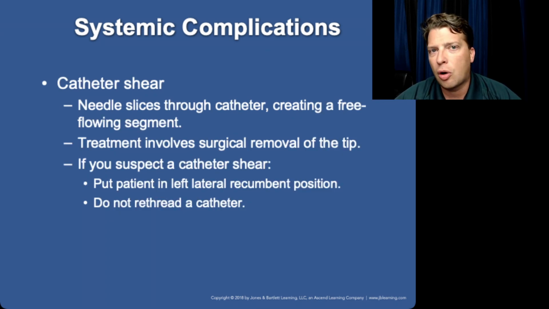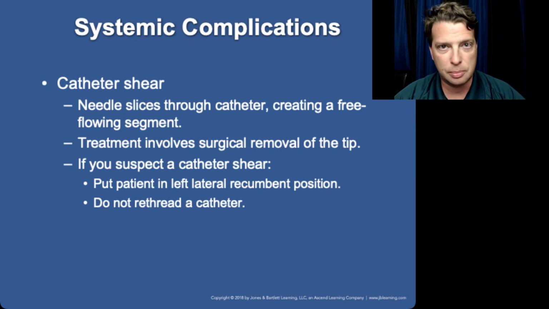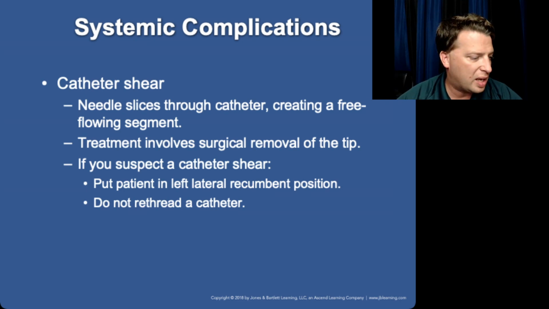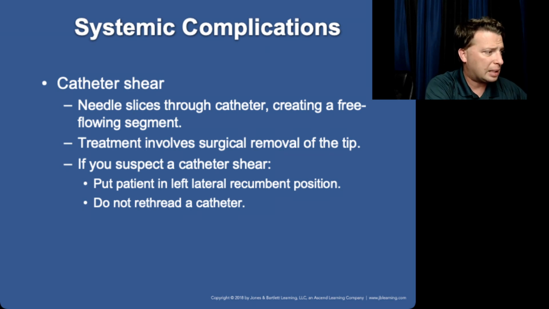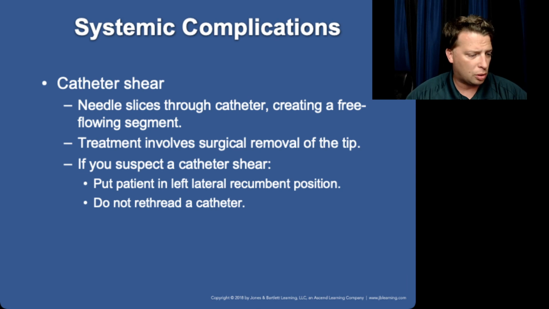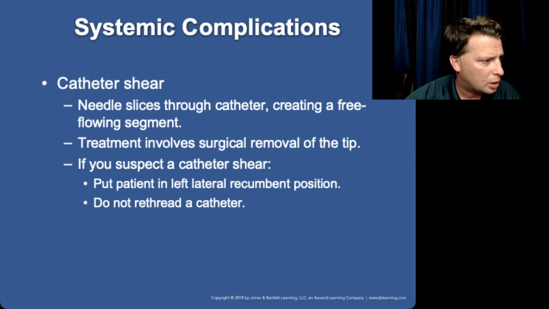Catheter shear. This is another cause of risk for embolisms, if you have advanced a catheter too far, it's started to bend over or something like that, and then you tried to withdraw it back onto the stylet. And that will result in cutting the tip of the catheter off your IV catheter. So let me pull this up over here.